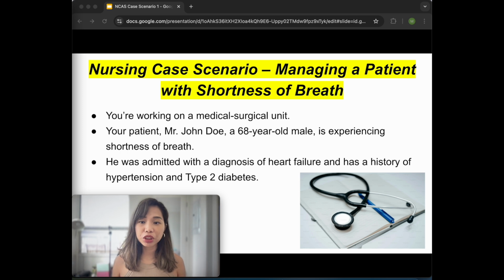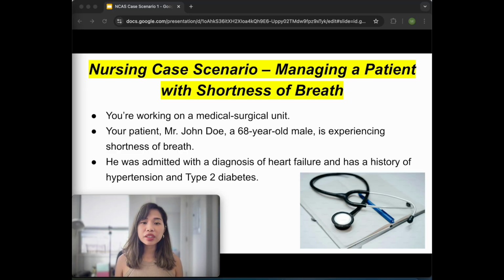This is the information that you are given. So just focus on this information and don't add anything else. In this nursing case scenario, you are managing a patient with shortness of breath. You're working on a medical surgical unit. Your patient, Mr. John Doe, is a 68-year-old male experiencing shortness of breath. He was admitted with a diagnosis of heart failure and has a history of hypertension and type 2 diabetes.